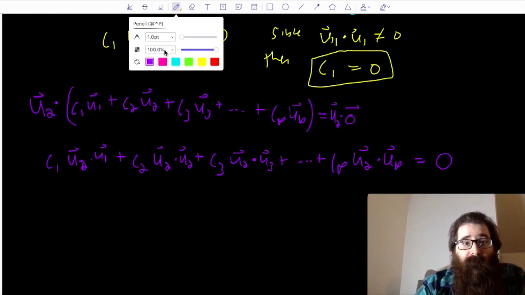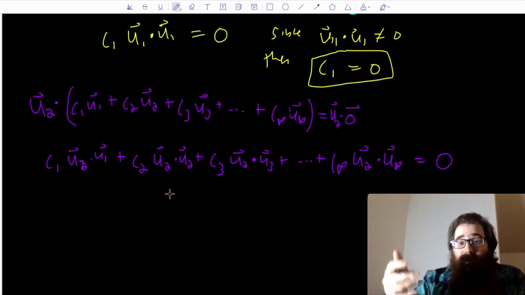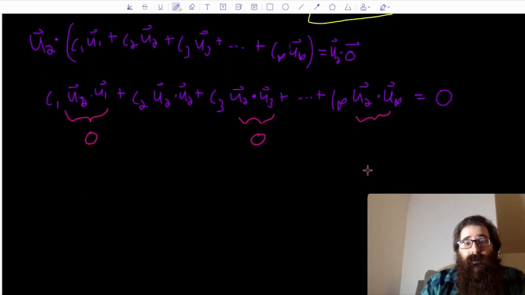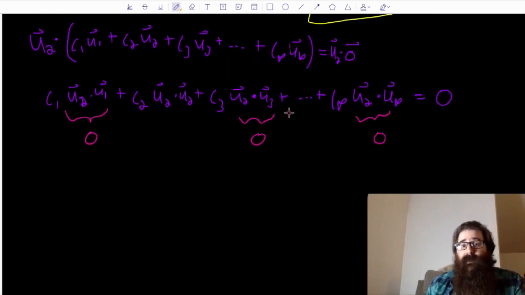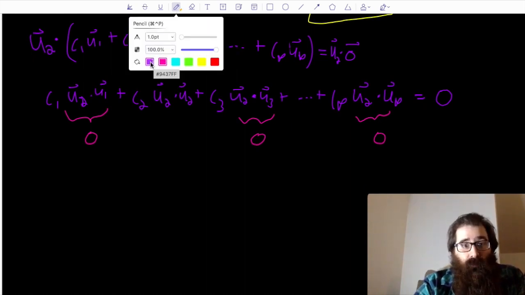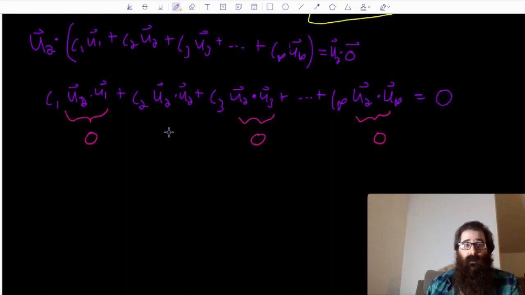Whenever we're dotting two different vectors from an orthogonal set, it should give us 0. So for example, u sub 2 dotted with u sub 1 gives me 0. u sub 2 dotted with u sub 3 gives me the constant 0. u sub 2 dotted with u sub p gives me the constant 0. And everything in here would be different vectors that I'm dotting, even though I haven't shown the specifics, and would give me 0. So in fact, I'm only left with where I'm dotting the same vector against itself. So that would be c sub 2 times u sub 2 dotted with itself equals the 0 scalar.